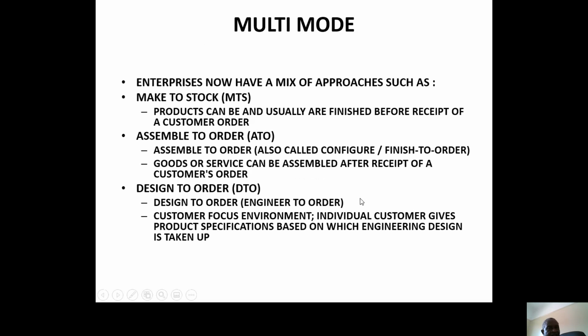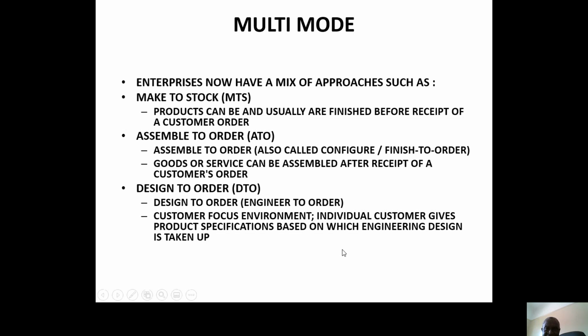Multi-mode. What mode of operation do you want? Make to stock: products finished before receipt of customer order. Assemble to order: you have got an order, and then that order is completed according to your customer requirements. Design to order: give us what you want, we'll design it for you, and you will be satisfied. That's why ERP is growing.